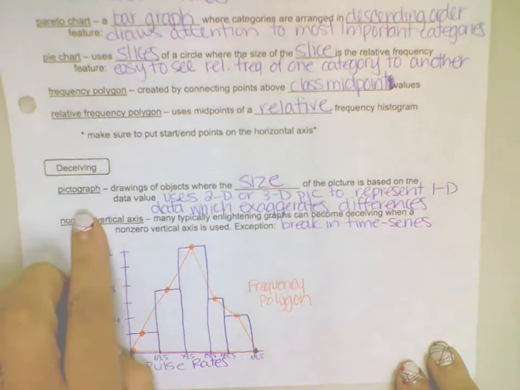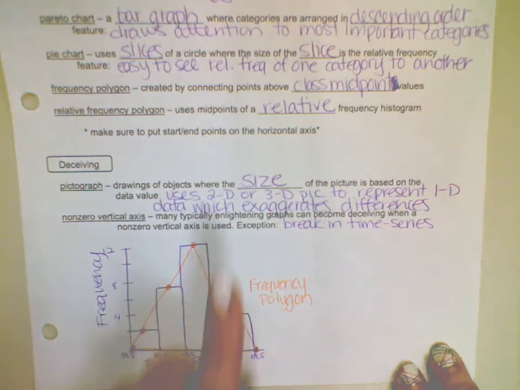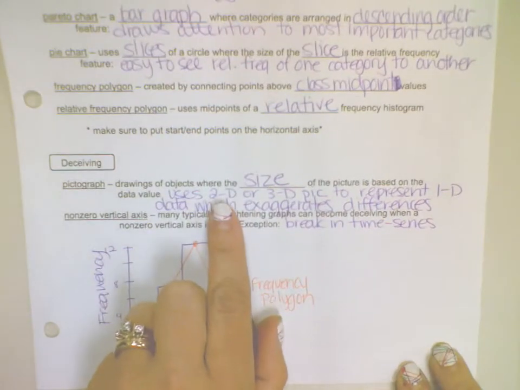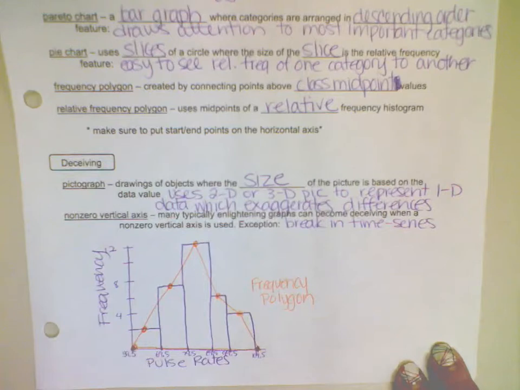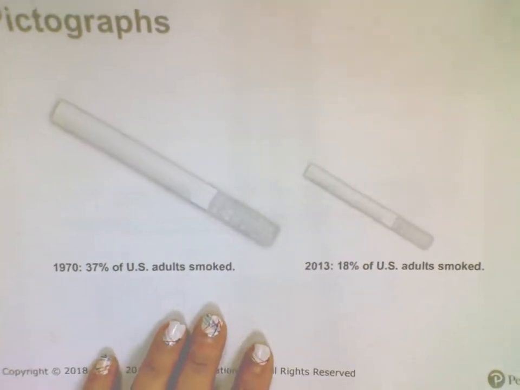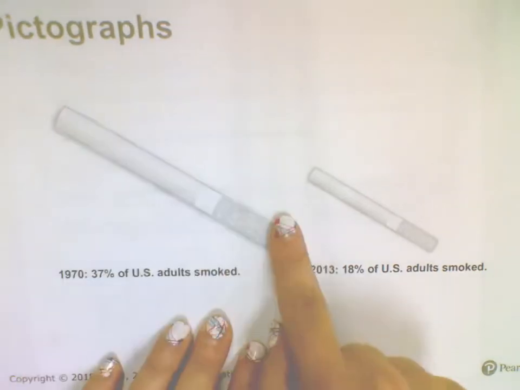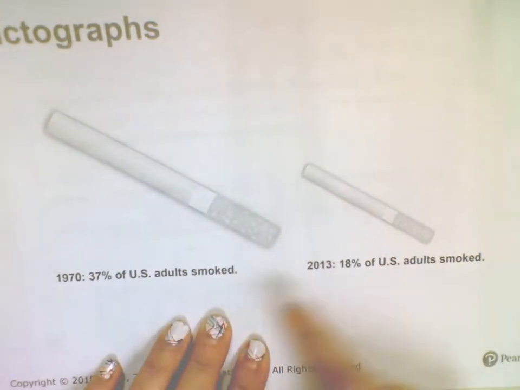So we had just finished the definition for pictographs, which are a type of deceiving graph, and we'd written down the reason why: we're talking about one-dimensional data, and we are representing it with a picture that, by the nature of the picture, is two-dimensional or three-dimensional. So here was an example that I printed out from the book. This is a pictograph. You've got the pictures of the cigarettes with the statistics underneath.